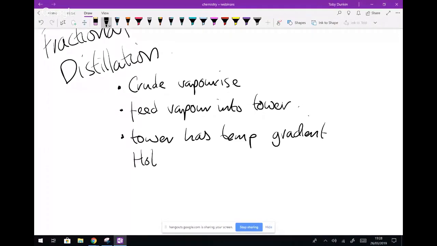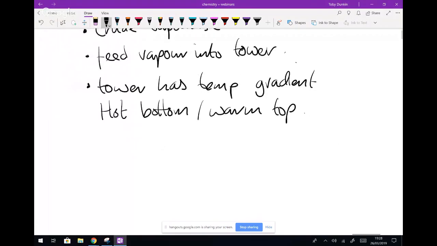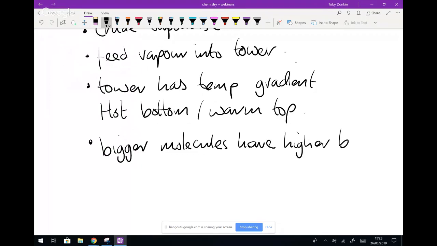I always like now to explain that gradient. Hot bottom, warm top. Please make sure you don't put cold. This is important. It's not cold, it's 60 degrees. That's very hot. Next, bigger molecules have higher boiling points. Why do they have higher boiling points? Bigger molecules have stronger WIMPs.